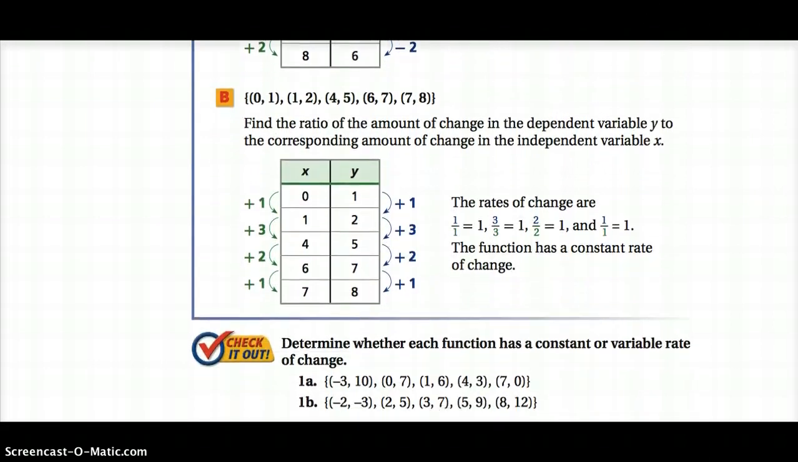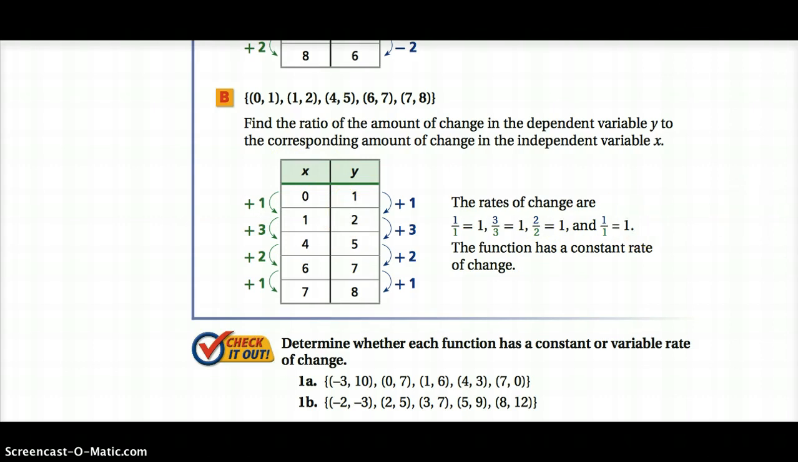Okay, let's try this one. We found from the x's it went up by 1, up by 3, up by 2, up by 1. And then the y's, you can see the changes over here. What you're going to do is the change in y over the change in x. So 1 over 1 was a change of 1. 3 over 3 was a change of 1. 2 over 2 was a change of 1. And 1 over 1 is a change of 1. So therefore, this one has a constant rate of change.